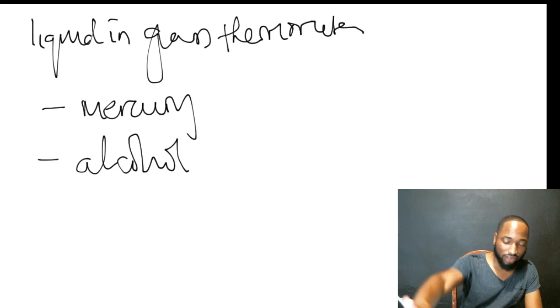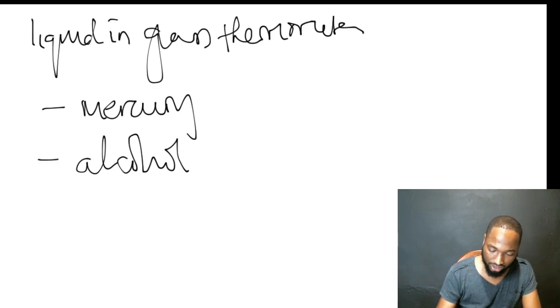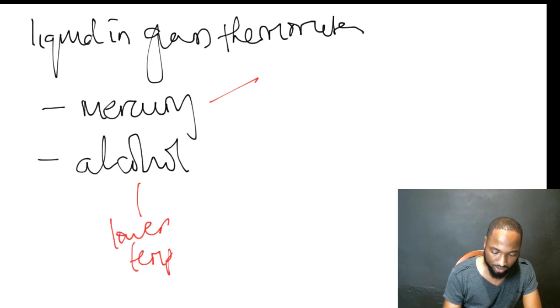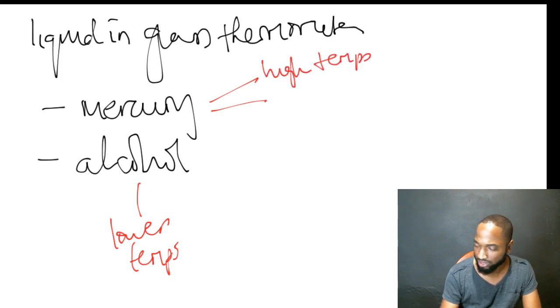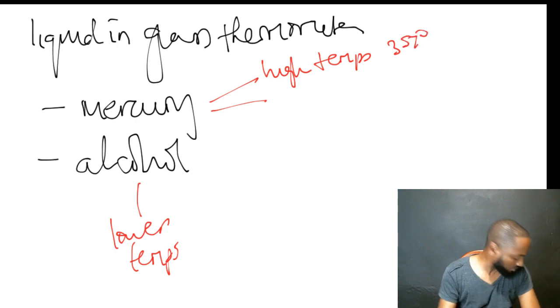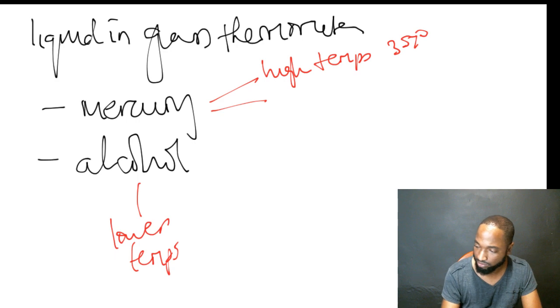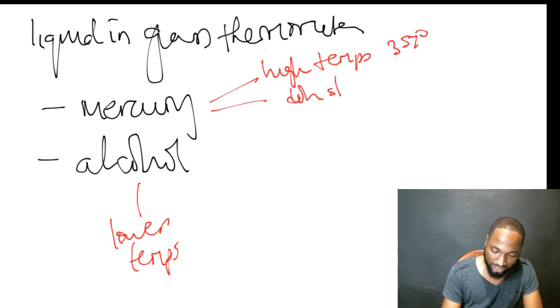So you all have seen all of that listed there, right? And the only benefit again for alcohol is you can work at lower temperatures. This one you could take to high temperatures because the boiling point of mercury is 357 degrees. Mosquito coming in here. Well, it does stick, like what I'm doing right now.